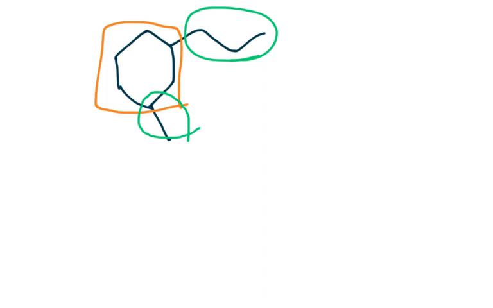But here we have two substituents, so we have to number it now. So if we go back and number it real quick, there would be two ways that we could number it.